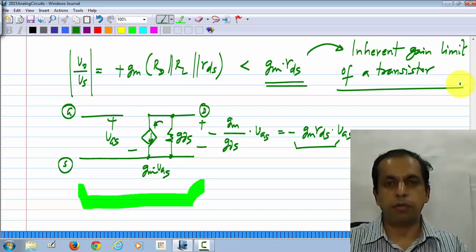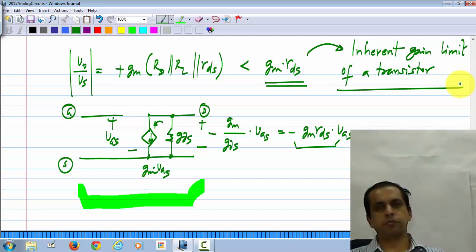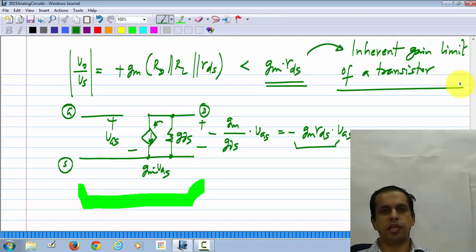It is not a fixed number, it also depends on the operating point. Okay. And like I mentioned in the lesson where we introduced channel length modulation, the coefficient lambda itself depends on the length of the transistor, but whatever it is, there is some upper limit to the gain that you can achieve. Okay. So, I hope this part is clear.